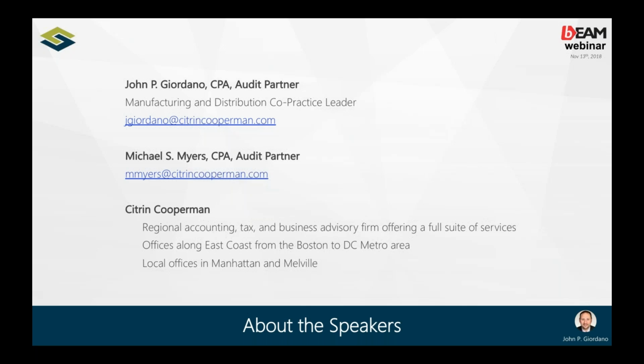For those that don't know much about Citrin Cooperman, we're a Northeast regional accounting, tax, and business advisory firm offering a full suite of services, from your traditional audit and tax all the way to other consulting projects, transaction advisory services, valuation work, state and local tax, as well as IT implementation and other project management in that space. We have offices located along the East Coast from the Boston metro market all the way down to the DC metro, with the most local offices here in Manhattan as well as in Melville, servicing the New York region.